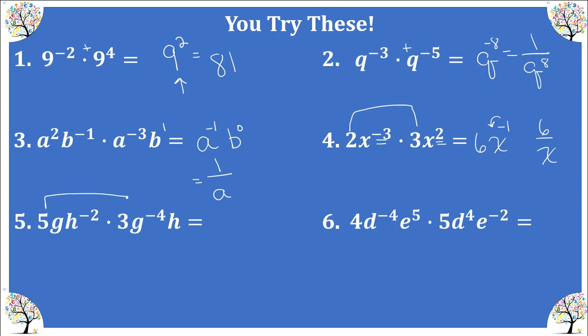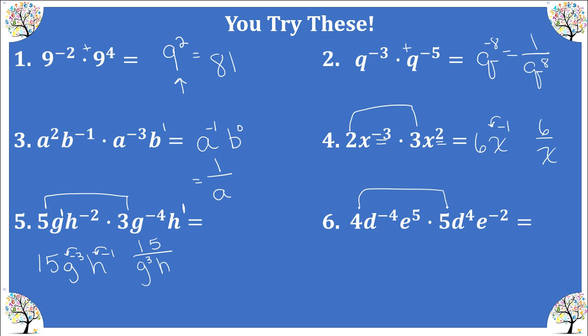Number 5, we have 5 times 3. That is 15. We have g to the 1 plus g to the negative 4. So we have 1 plus negative 4. That's negative 3. Then we have a factor of h. H to the negative 2 plus 1. So negative 2 plus 1 is negative 1. So the 15 has an understood exponent of positive 1. This negative 3 is only attached to the g. This negative 1 is only attached to the h. So 15 remains in the numerator. And they're going to move g to the positive 3. And h to the positive 1 is in the denominator.